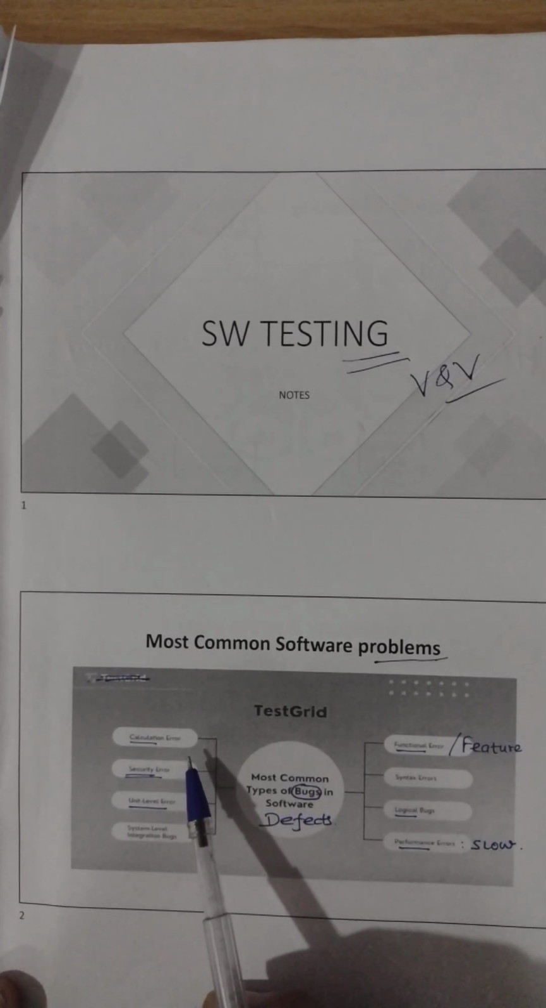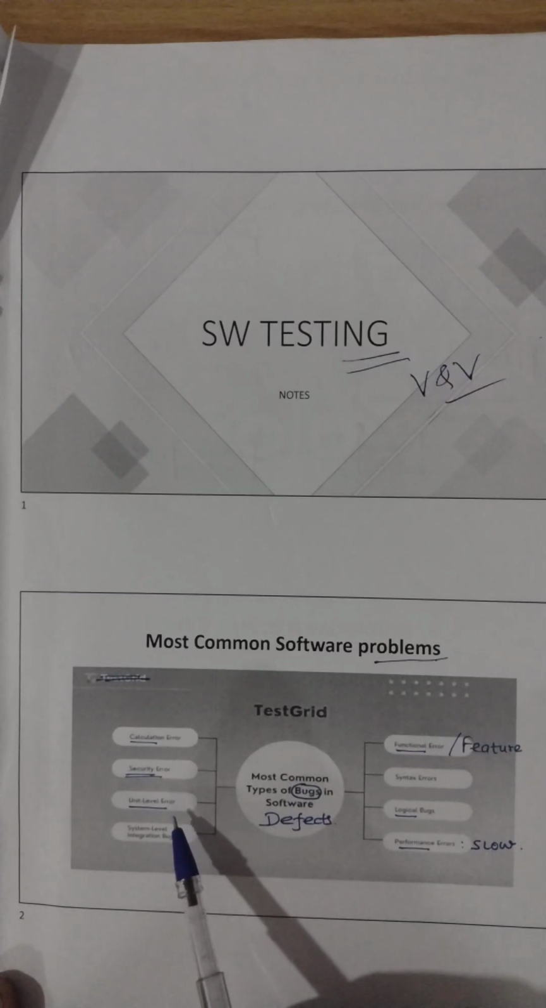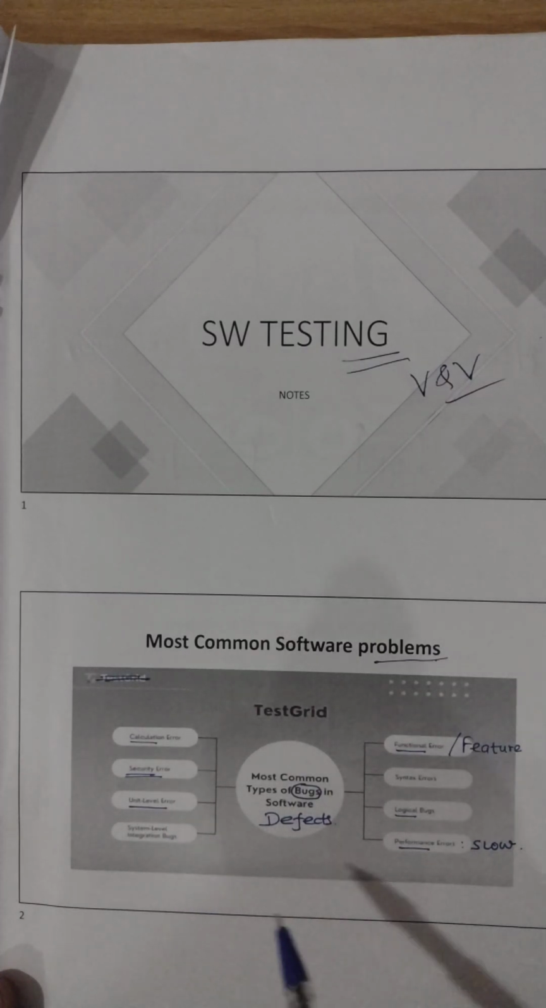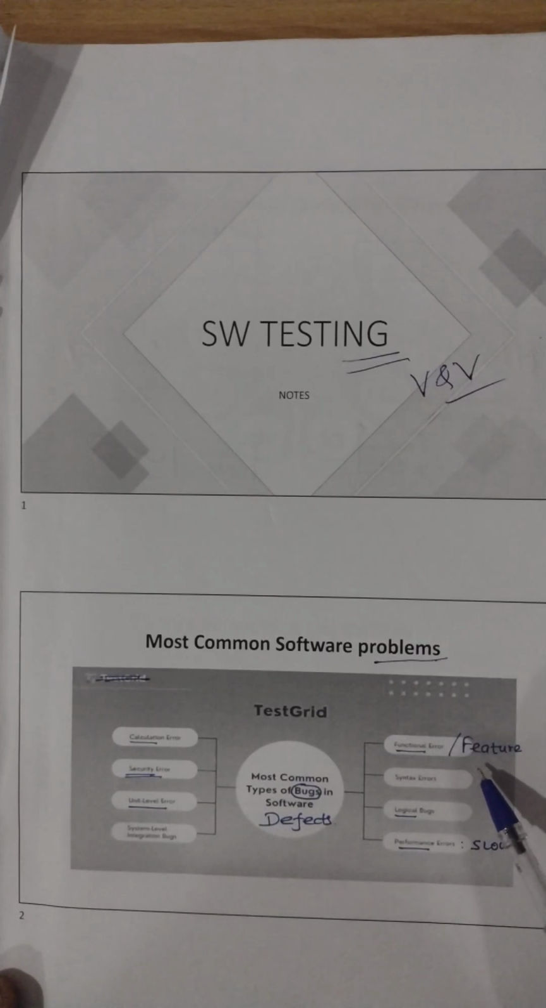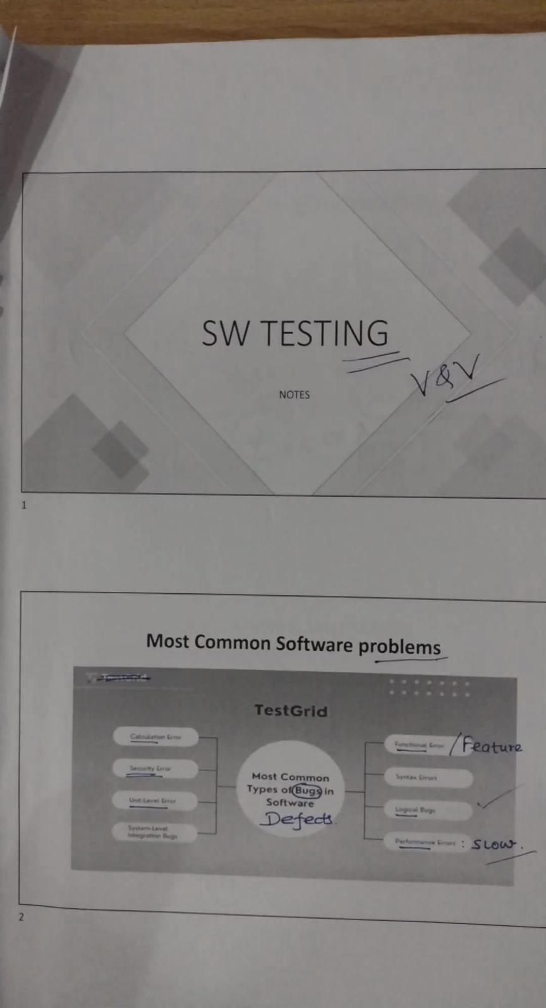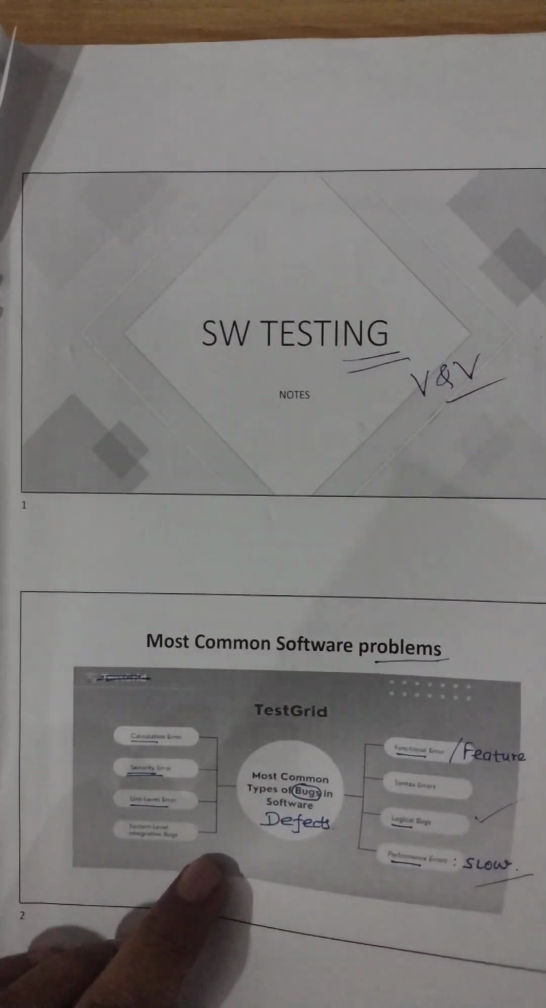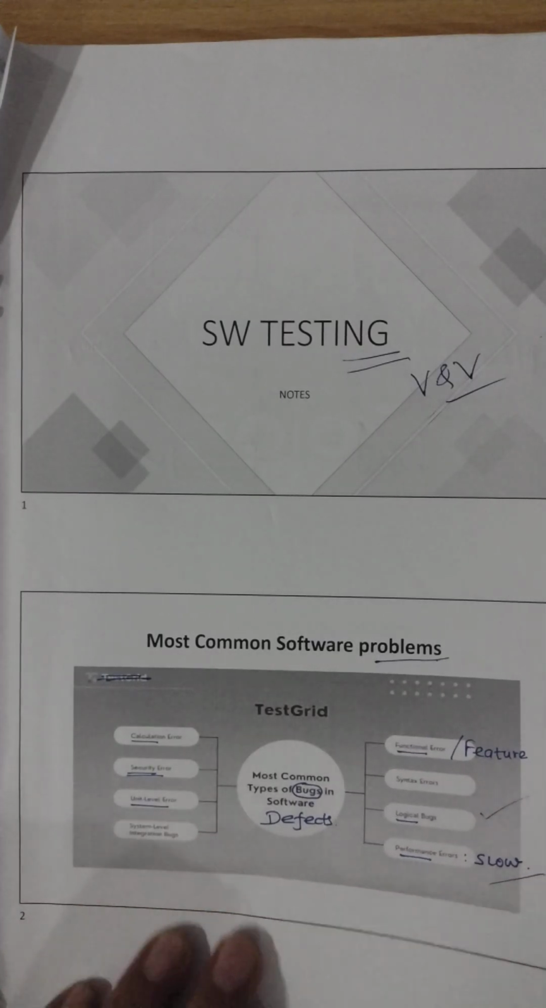So there could be calculation errors, security errors, unit level errors, system level integration issues, feature and function related errors, syntax errors, logical bugs, and sometimes the system becomes very slow, which creates performance issues. That's why software testing is required.